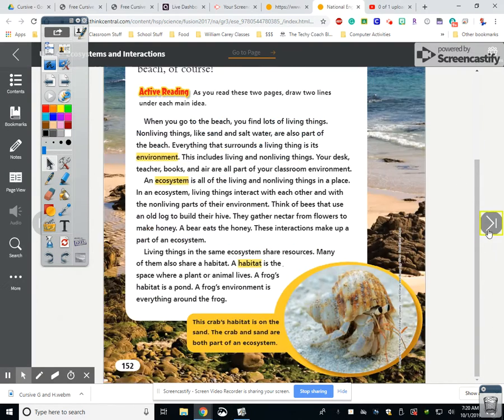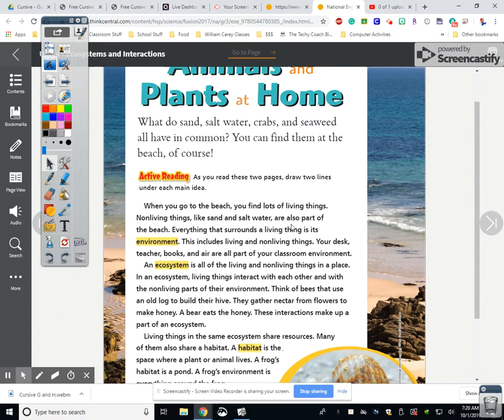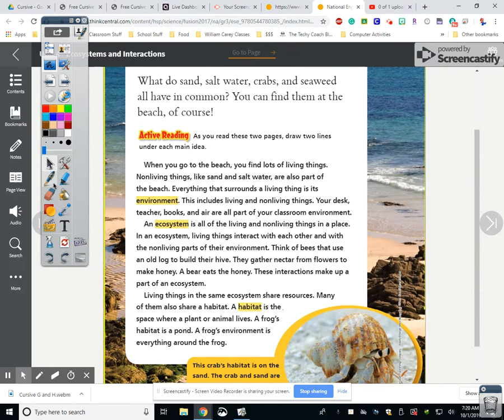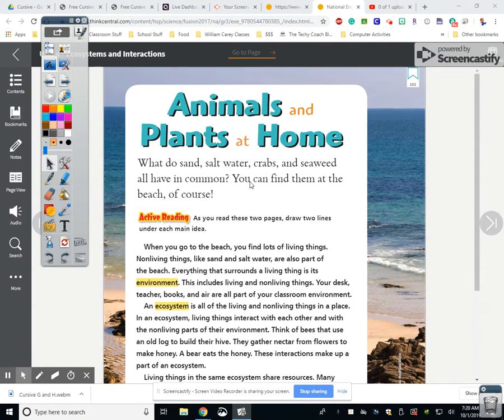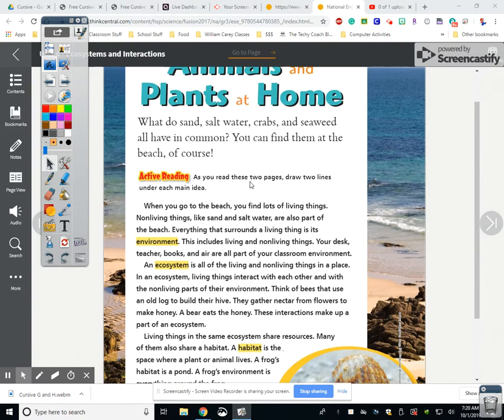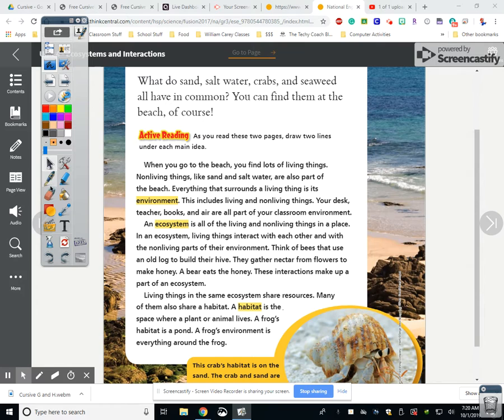All right, so I'm going to read this to you. I want you to follow along and do what I tell you to do. This should be easy 100 book check. The title of this one is Animals and Plants at Home. What do sand, salt water, and crabs and seaweed all have in common? You can find them at the beach, of course. When you go to the beach, you find lots of living things. Non-living things like sand and salt water are also part of the beach.